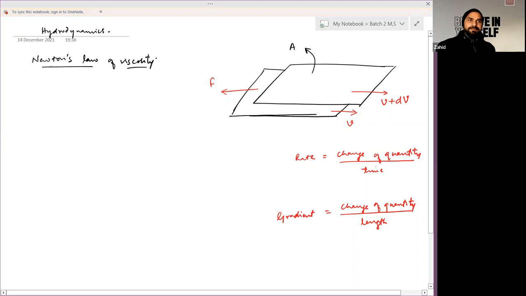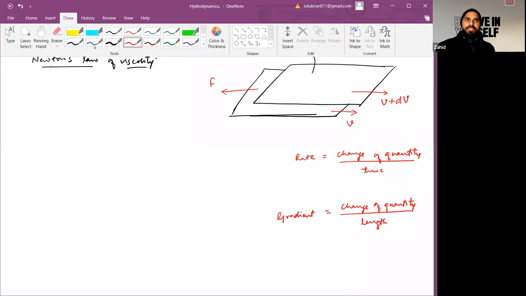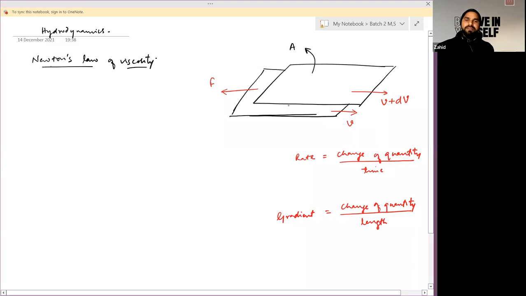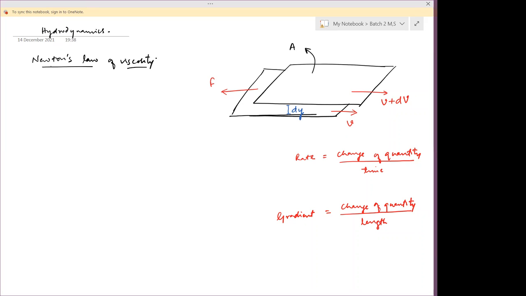Now in this part, velocity of each layer is different. So there is change in velocity of each layer having some width dy. So we can define change in velocity with respect to change in width or between layer of liquid. Is it clear? Yes, sir.